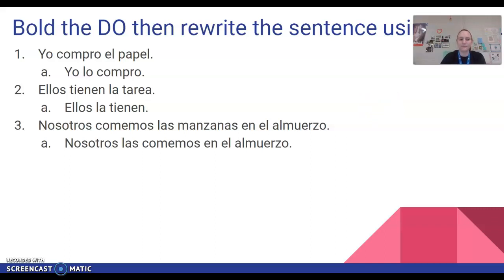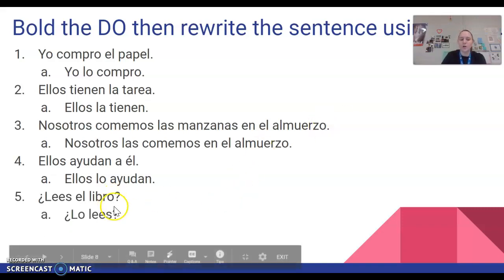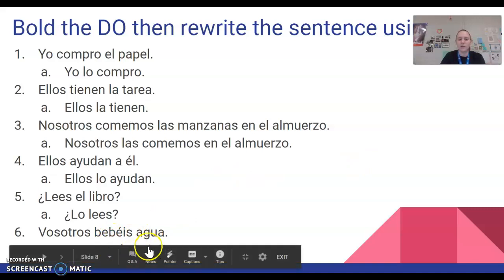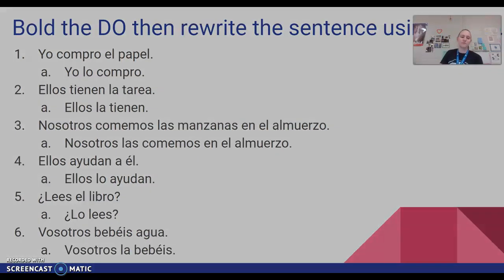Hit play. Okay, number 1. Ellos ayudan a él. Ellos lo ayudan. They help him. ¿Lees el libro? ¿Lo lees? Are you reading it? Okay. ¿Vosotros bebéis agua? Y'all drink water? Vosotros la bebéis. Y'all drink it. Okay, and agua is feminine. La agua. Or it's el agua because la agua sounds awkward.